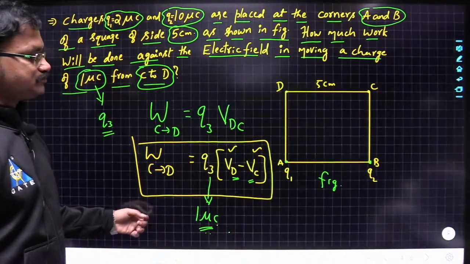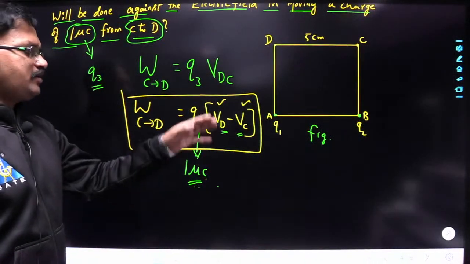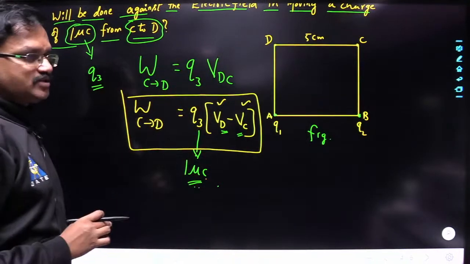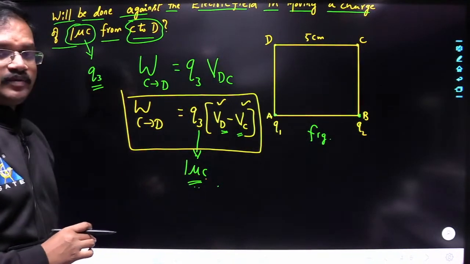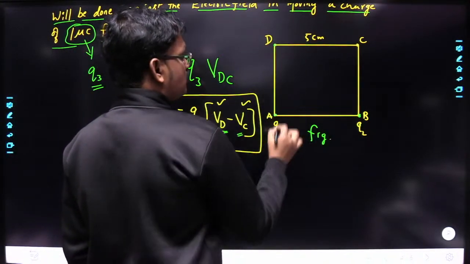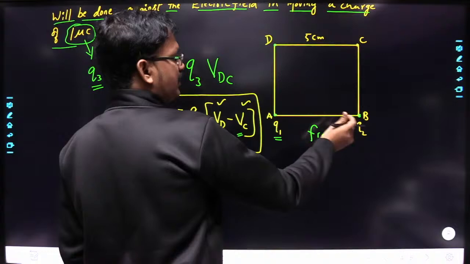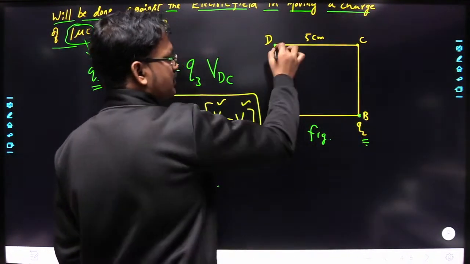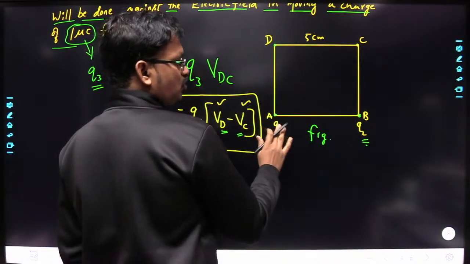Okay. So, how to determine Vd and Vc here? That is the potential at D and the potential at C. So, what is the potential at D? Tell me. See, the potential at D due to what? Due to Q1, and here what is another charge you are having? Q2. Yes or no? Okay. So, the potential at D due to what? Due to Q1 and Q2.